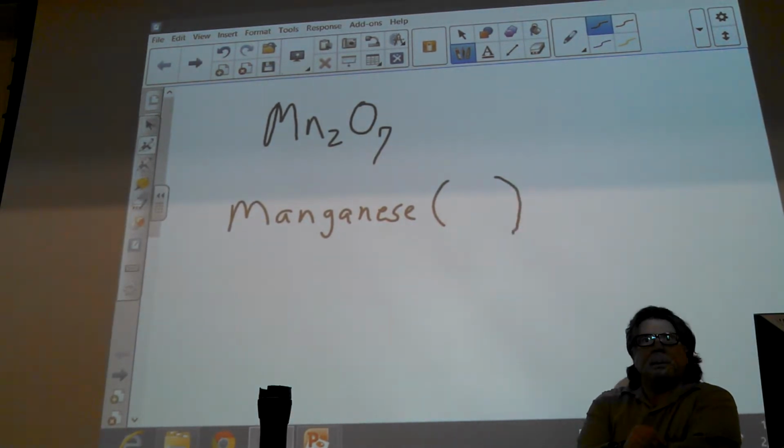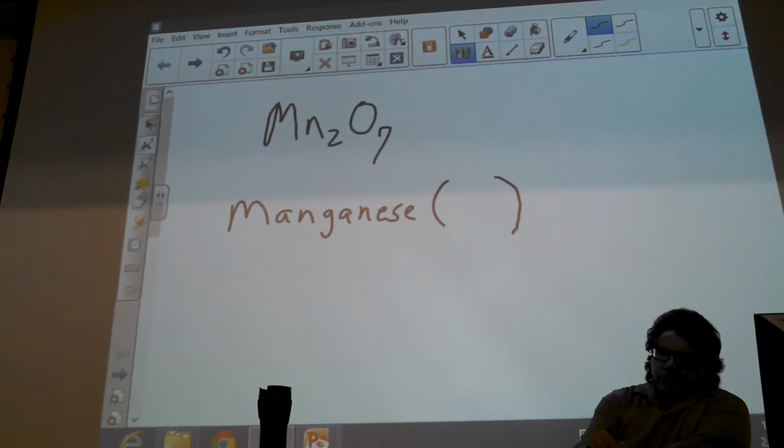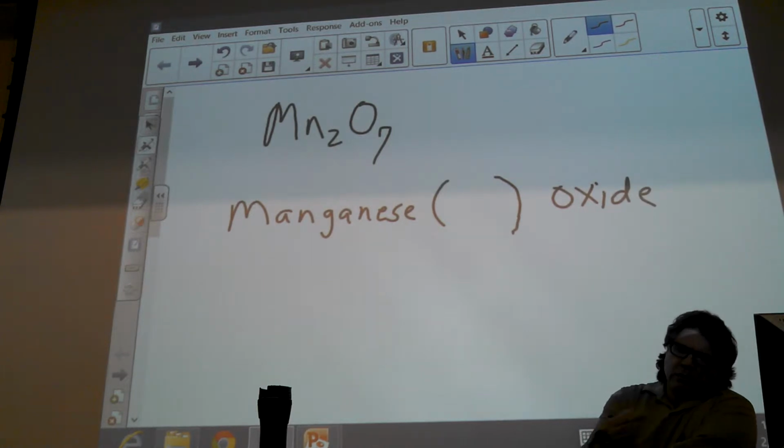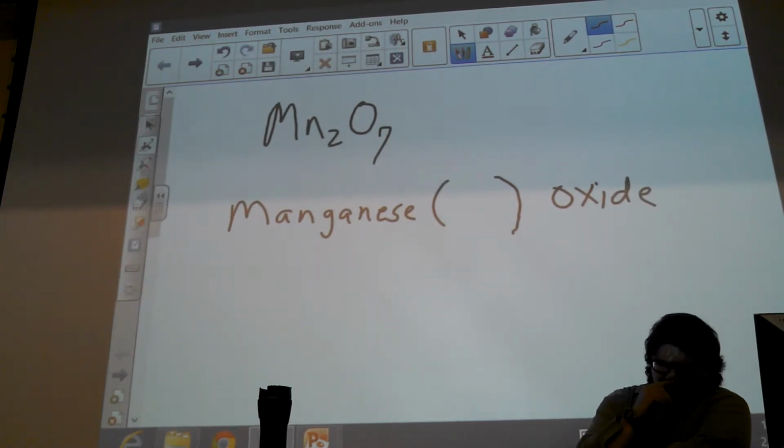We're going to put that in these parentheses. What's the name of the anion? Oxide, right? Oxygen is the nonmetal, we change the ending to -ide, and we say oxide. Now the question is, what's the charge on manganese? There's a couple ways to do this.